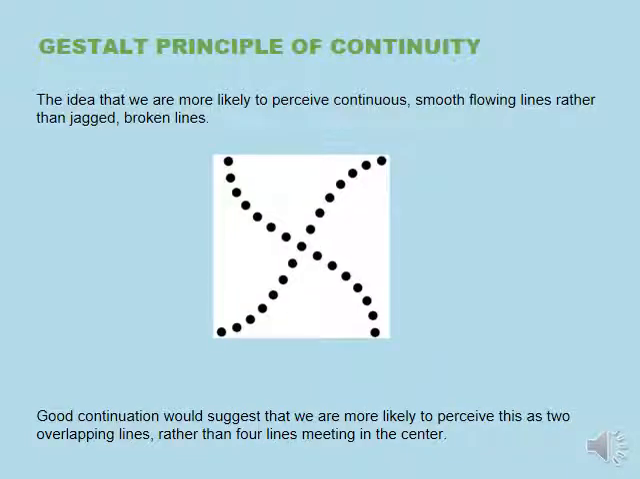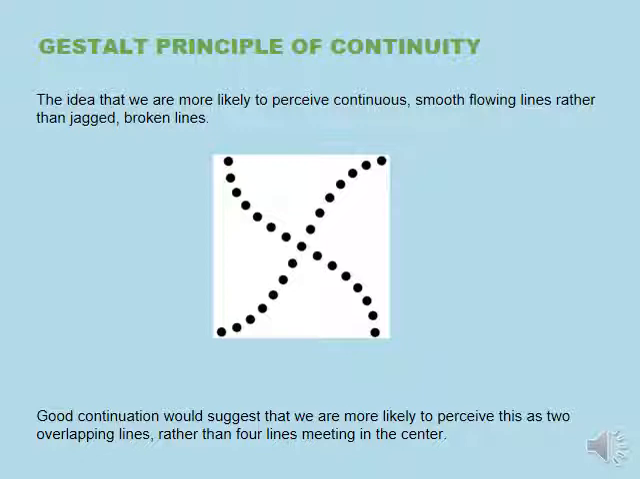And then the Gestalt principle of continuity, the idea that we are more likely to perceive continuous, smooth, flowing lines rather than jagged, broken lines. Again, good continuation would suggest that we are more likely to perceive this as 2 overlapping lines rather than 4 lines meeting in the center.